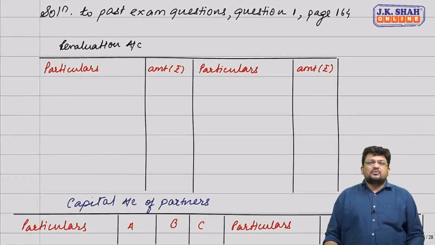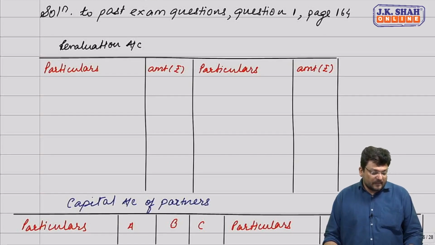Friends, we now come to solution of past exam questions. In past exam questions, we are firstly looking at question 1. Now in question 1, first we must read the question, what is the information provided. They are saying A, B and C are partners sharing in ratio 3:2:1. So their old profit sharing ratio is 3:2:1.